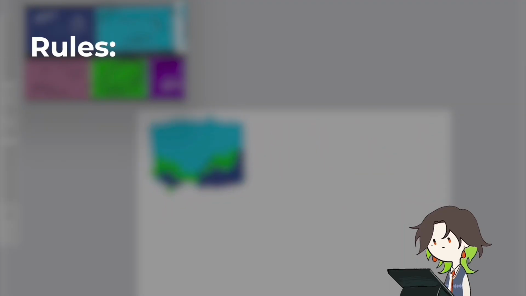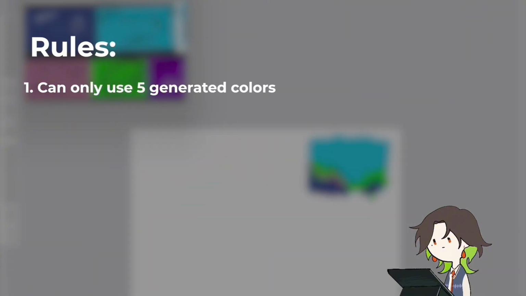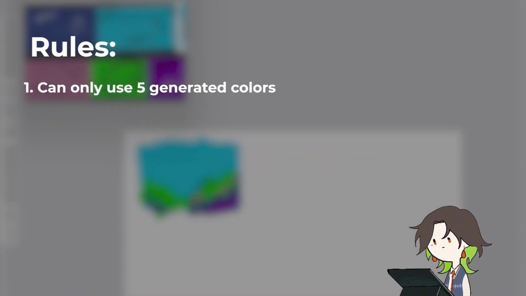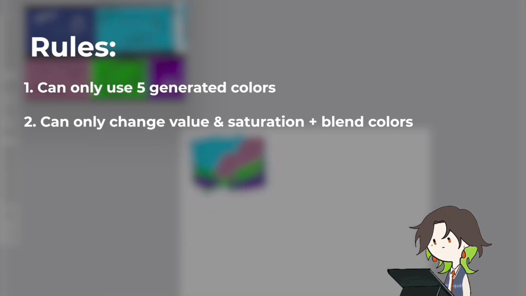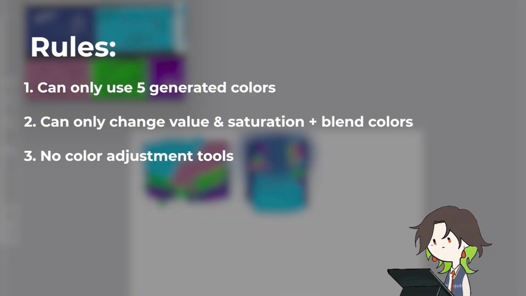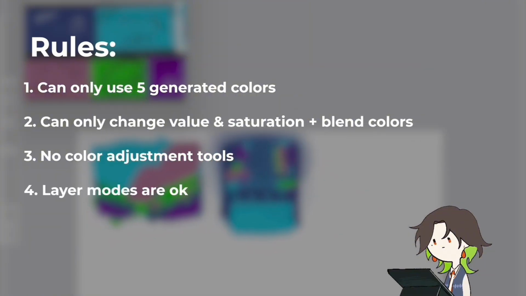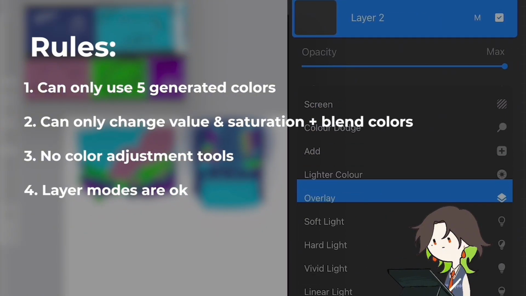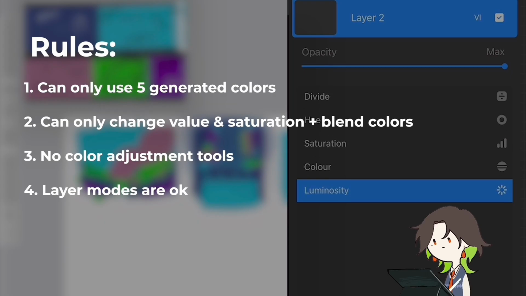Here are the rules. 1. I can only use the 5 colors generated by a random generator. 2. With the provided colors, I can play around with their values and saturation and blend the colors. 3. I can't change the artwork using color adjustment tools. 4. I can use every layer mode the art software provides. After all, it's perks of digital art.